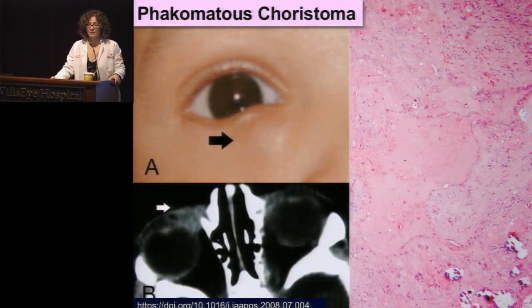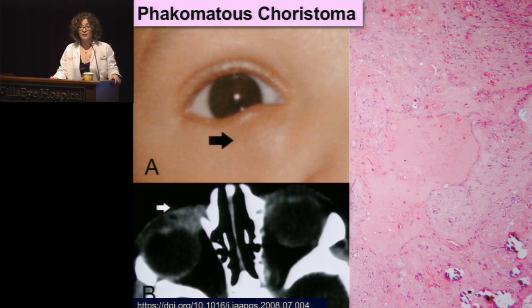Now, this one, I'm sure you all know about because we mentioned it in our pathology. This is phacomatous choristoma or Zimmerman's tumor. And this one you can pretty much clinically diagnose if you know about it. Congenital, inferior medial lid, incredibly firm. So you may think, could this be dacryocystocele or something? But the firmness is a huge tip-off.